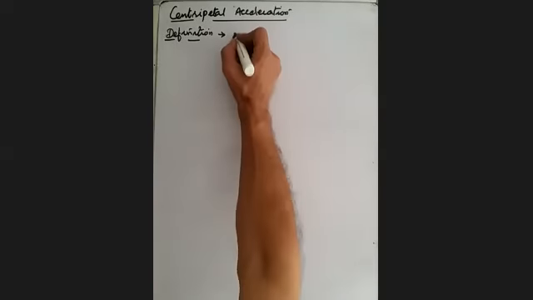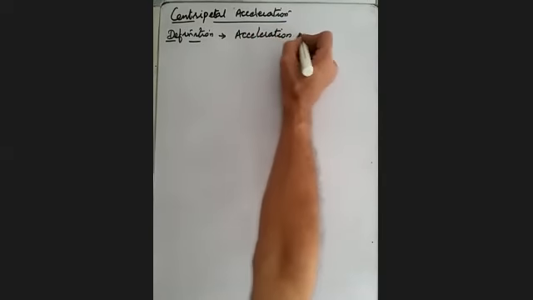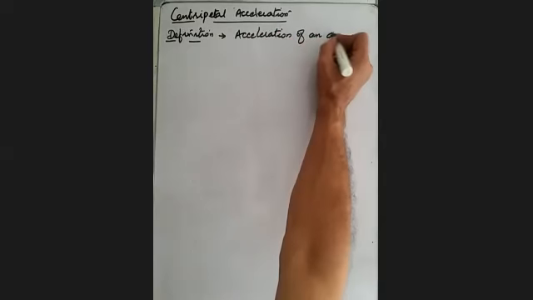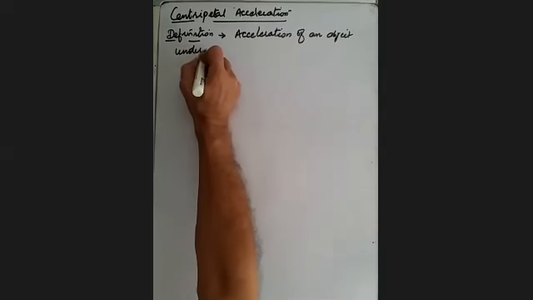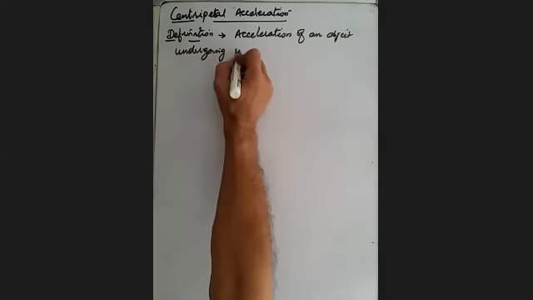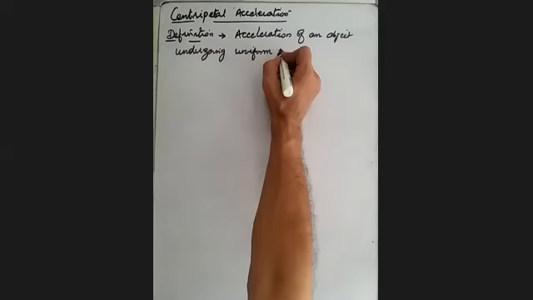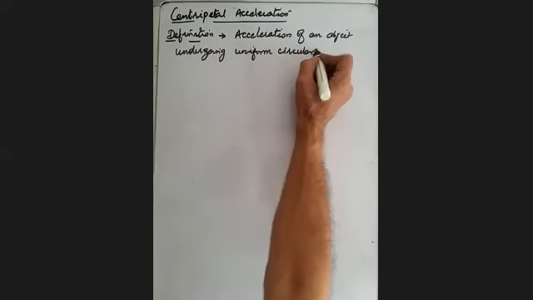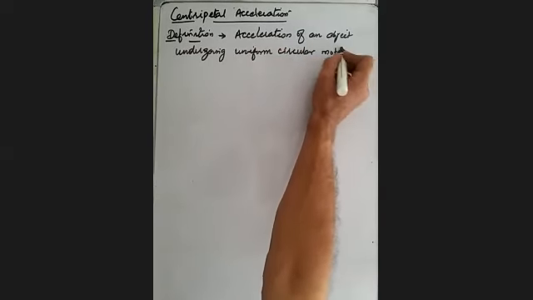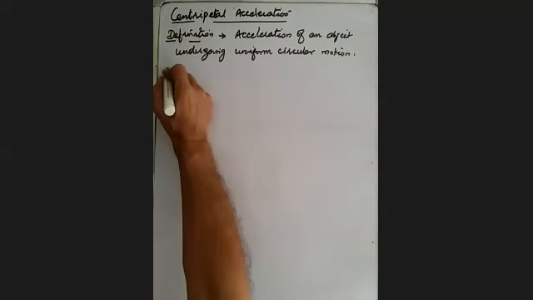Acceleration of an object undergoing uniform circular motion is called the centripetal acceleration.